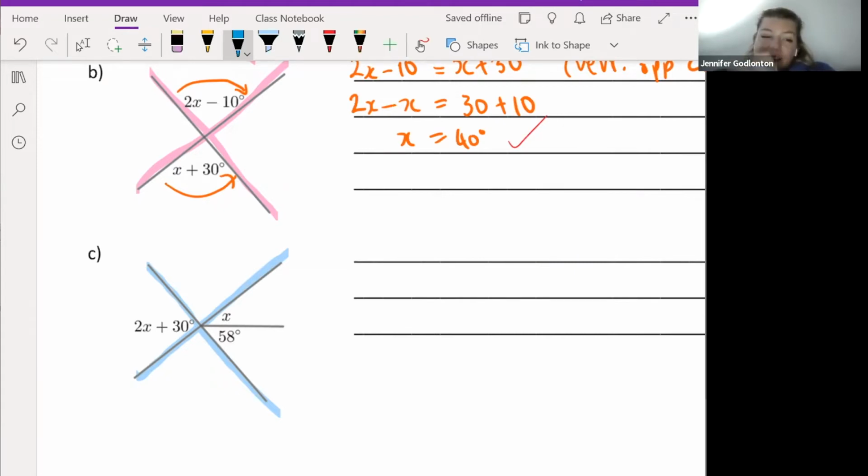Not angles on a straight line. If I was using angles on a straight line, I would be looking for something over there. Also not angles around a point because I don't have those two.